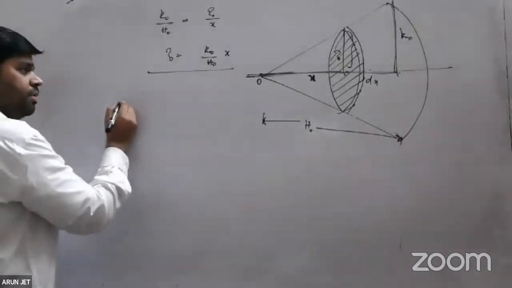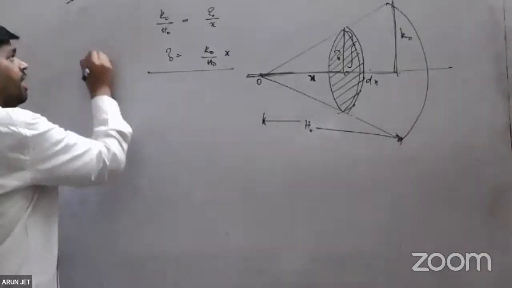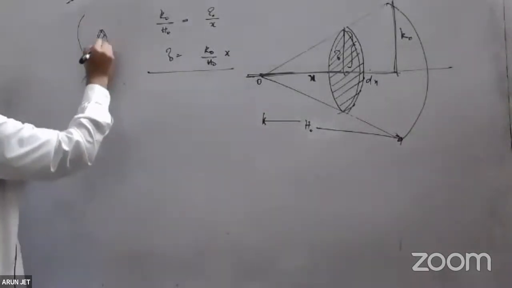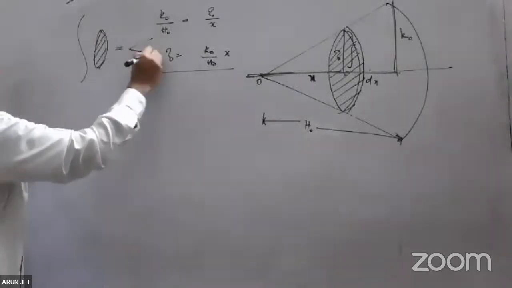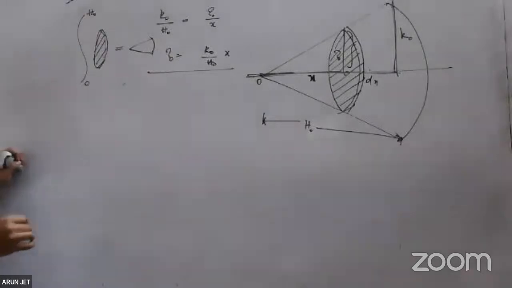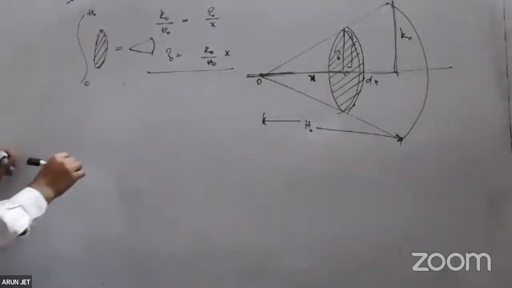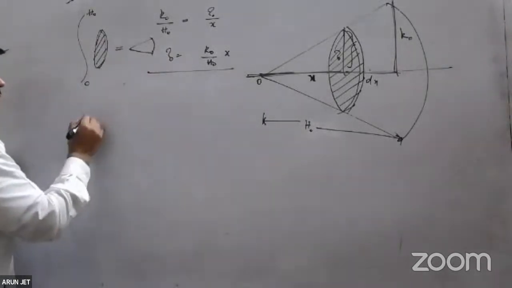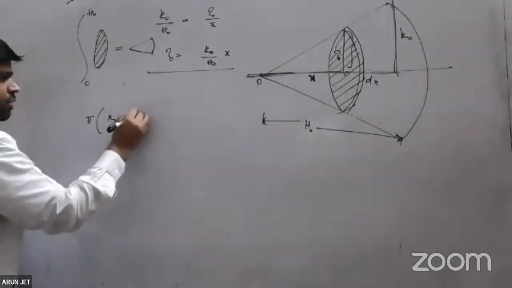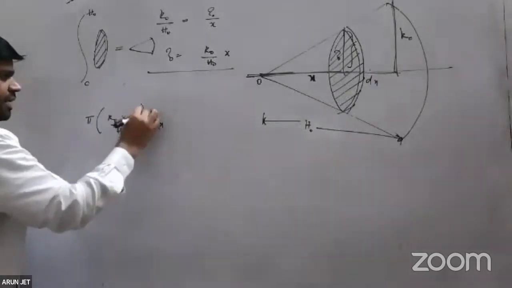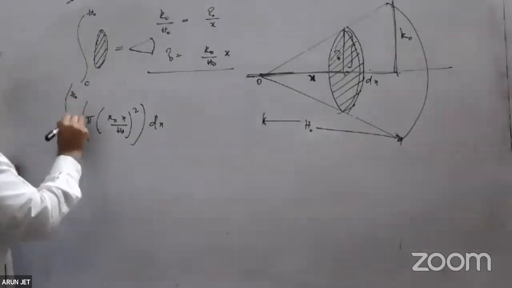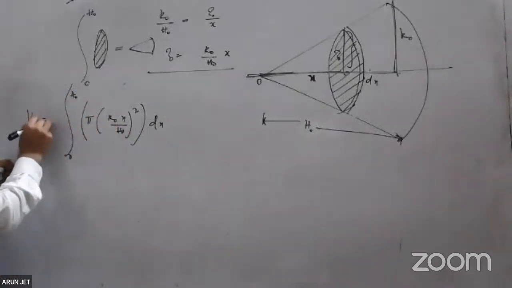So what do I do now? All I have to do is integrate these thin disks to get the volume of the cone. But what should be the limits? From 0 to h naught. So what is the area of the disk? Let's write the area of the disk now. Pi r naught x by h naught whole square into dx. I integrate this from 0 to h naught. I get the volume of the cone.